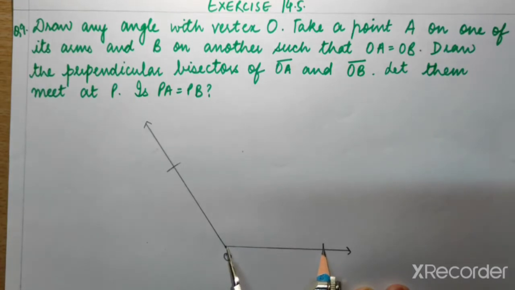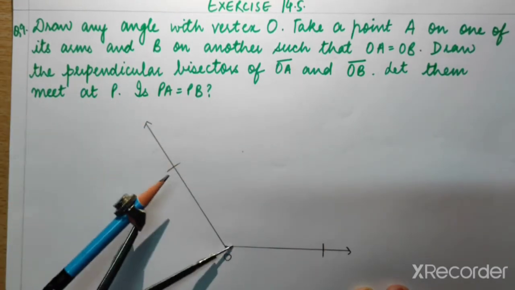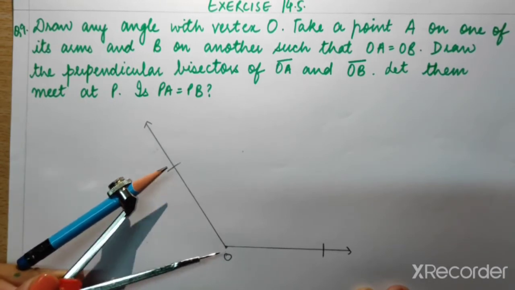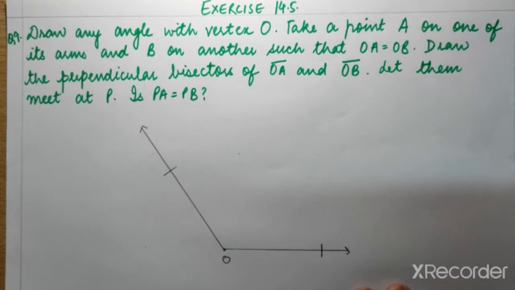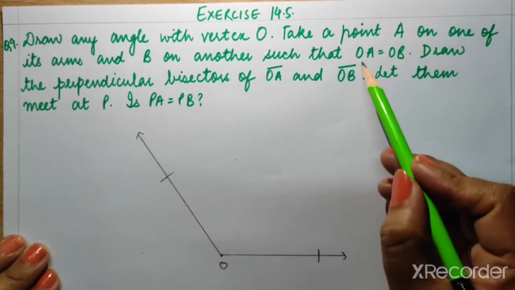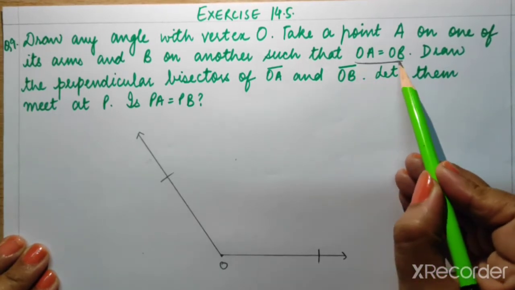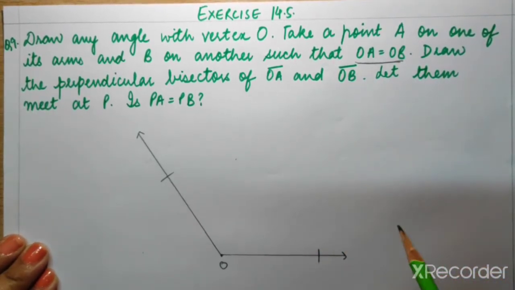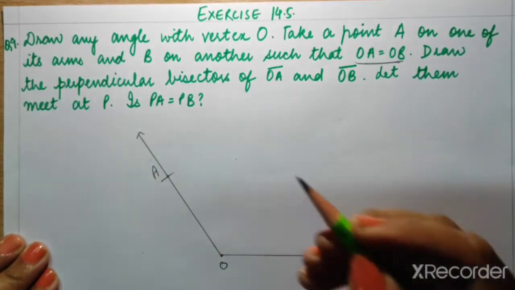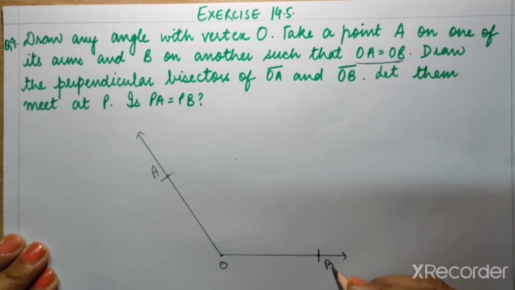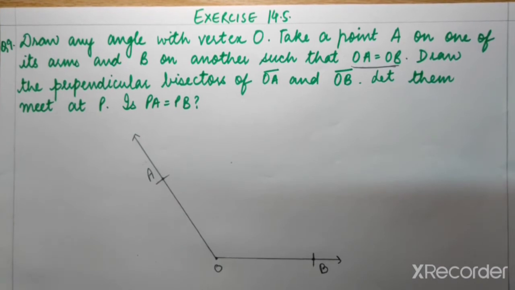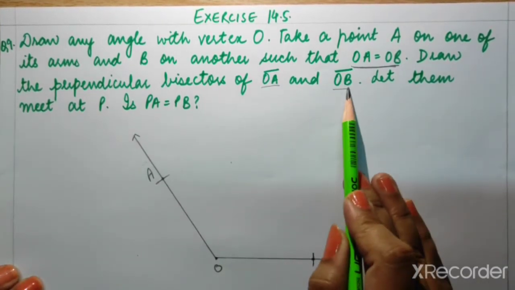Just check, OA and OB, these two are by default the same because I have drawn the arcs with the same length. Why have we done so? Because it was asked in the question that we have to take point A and B on two arms such that OA is equal to OB. So this is point O, this is our point A, and this is the point B. Now next we have to draw perpendicular bisectors of OA and OB.